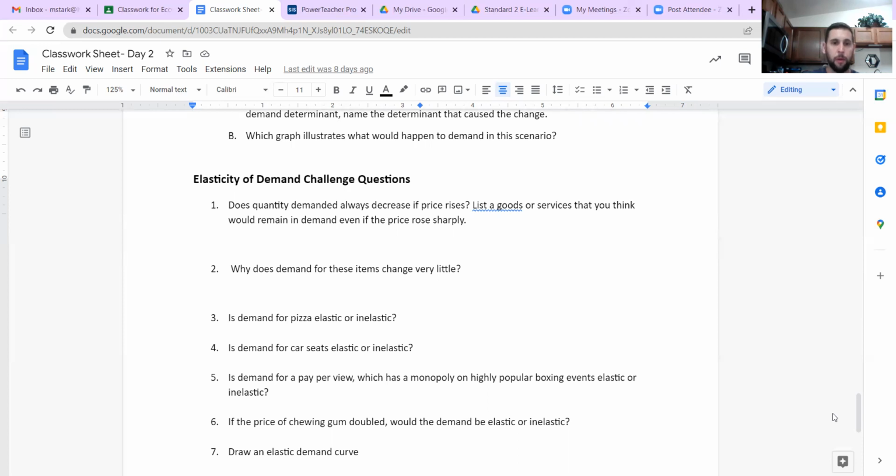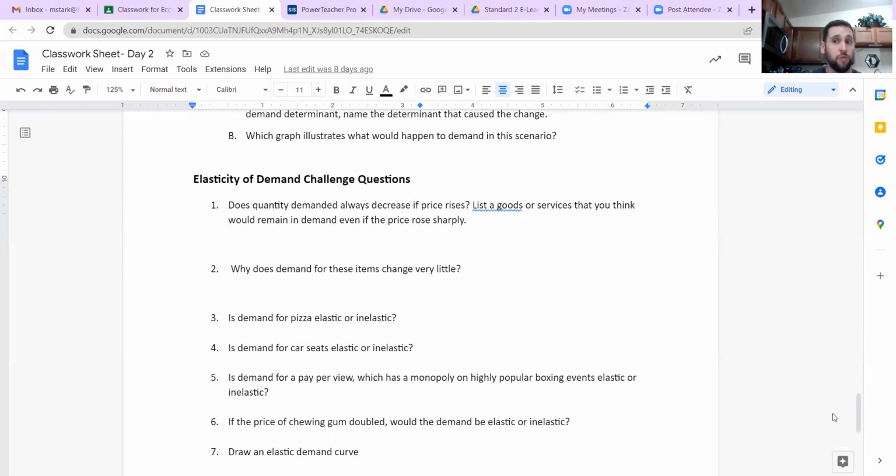So for example, pizza. Well, pizza is a luxury. You don't need it, despite what my kids try to say. My 8 and 5-year-olds, not you guys. Pizza's a luxury. Prices go up for it, people are going to not buy as much. So that's elastic. It caused a significant change in demand.